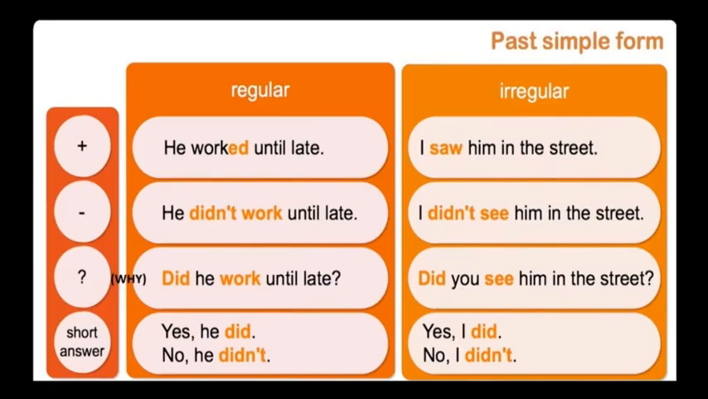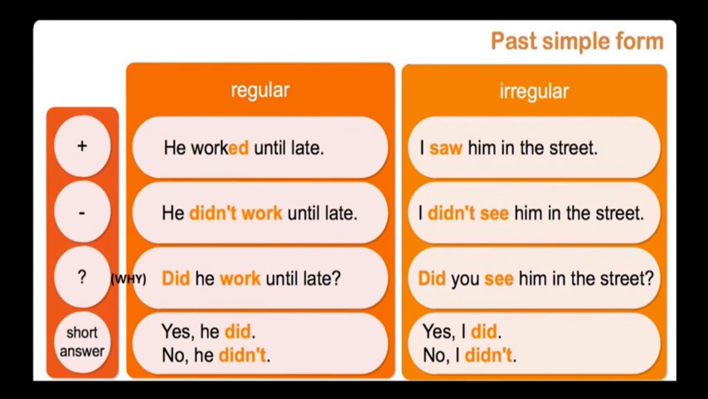Do you remember how do we form the past simple tense? With regular verbs, we add ed to the verb. For example, visit becomes visited. Help becomes helped. Travel becomes traveled. With irregular verbs, there are different forms in the second column of a list of irregular verbs. For example, meet, met, go, went, have, had, etc.